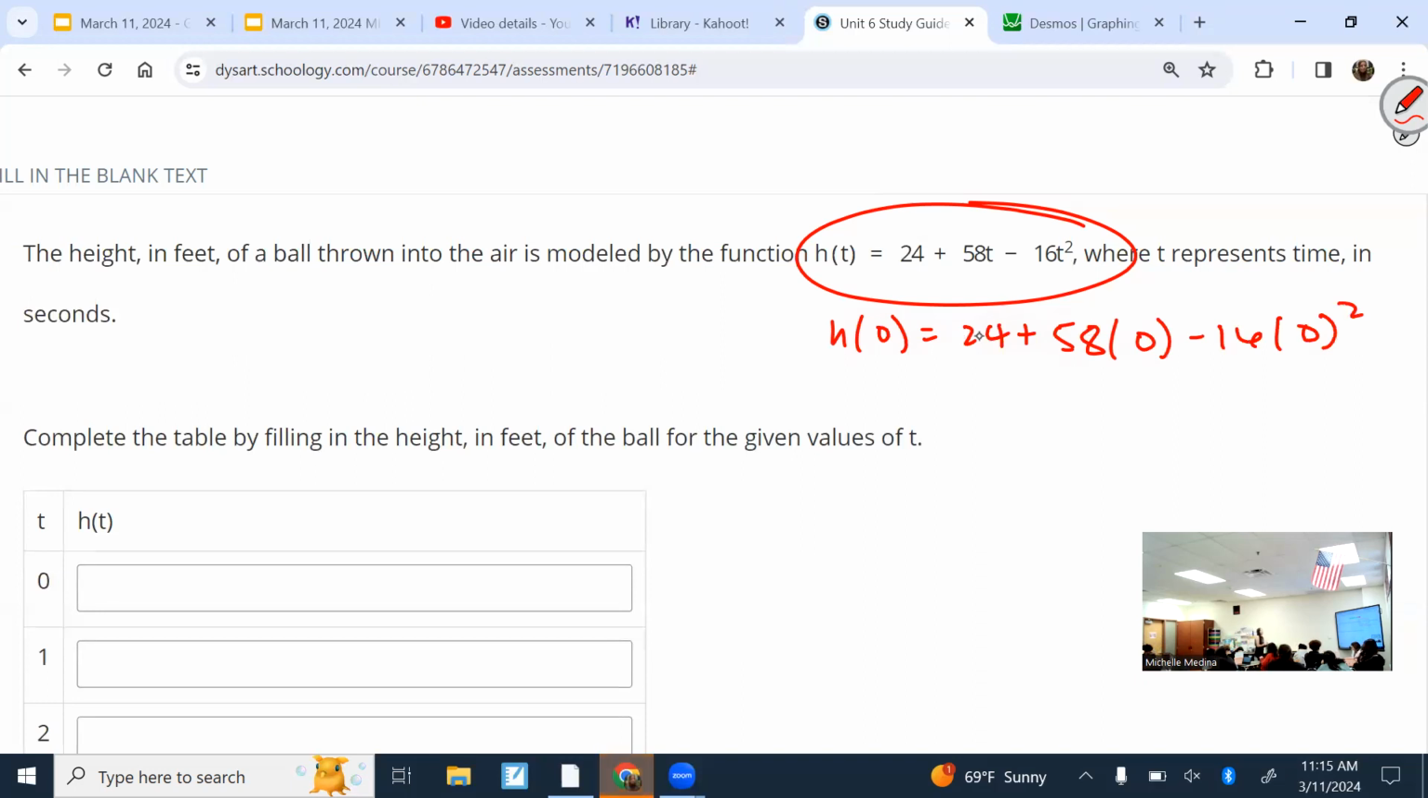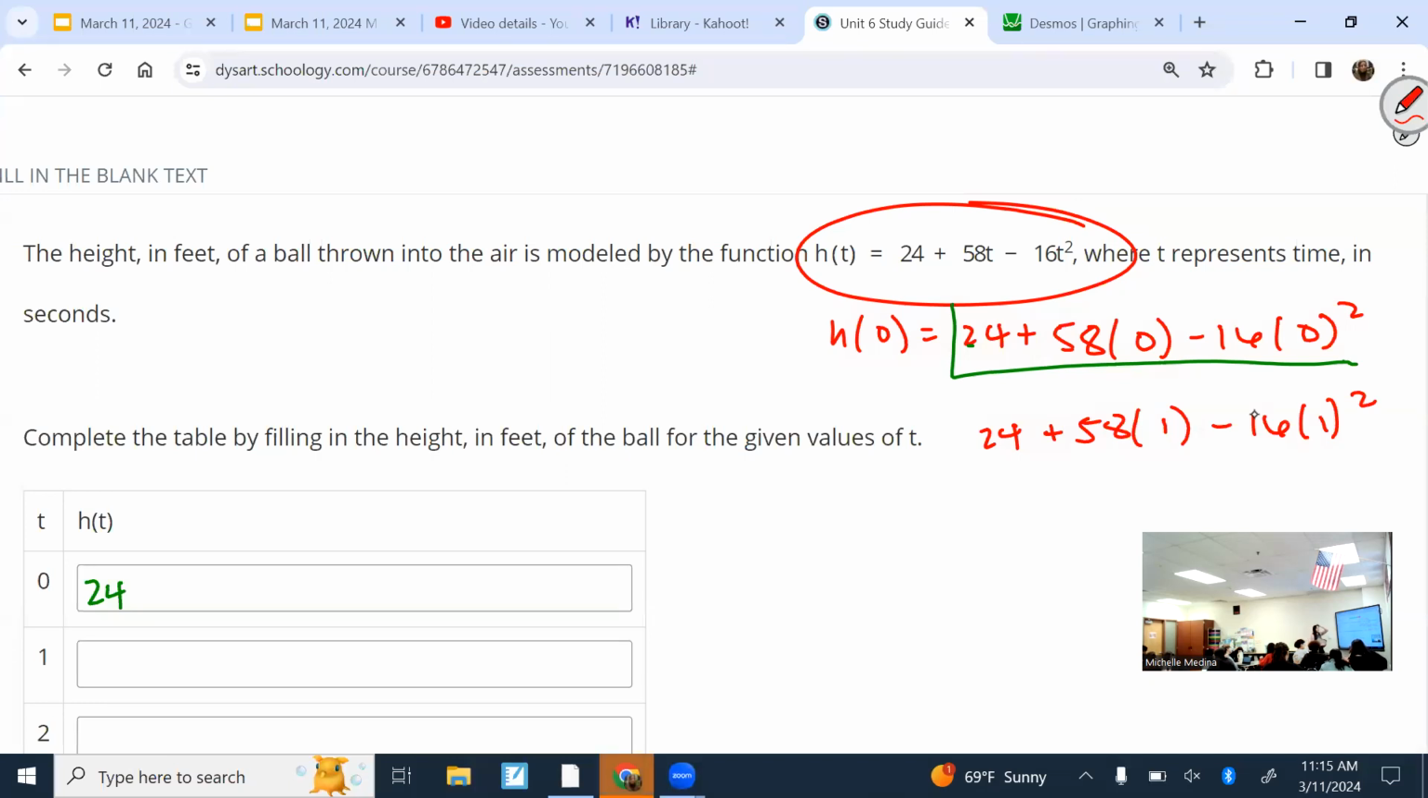So does everyone see how all I did was plug in where there's a t, the input? The rest you can put in your calculator. The left side is just notation. It's just saying you plug 0 into function h. But the whole right side you can put in your calculator. I've done this a few times, so I know that this one is going to equal 24. And then the next time you plug it in, all you have to do is change what's in the parentheses. Always use parentheses anytime you plug stuff in.